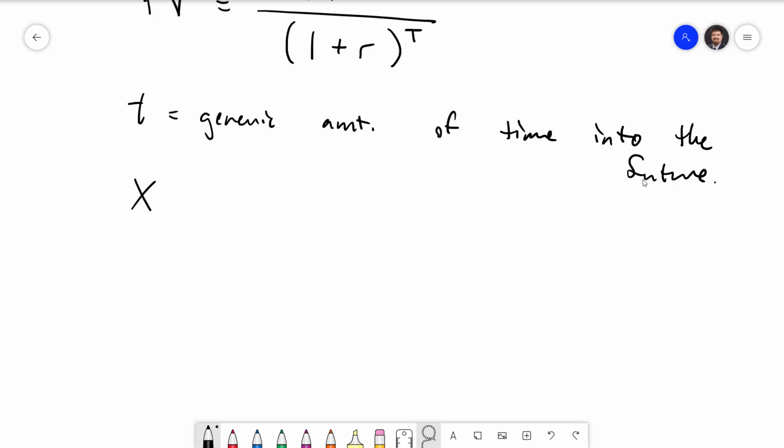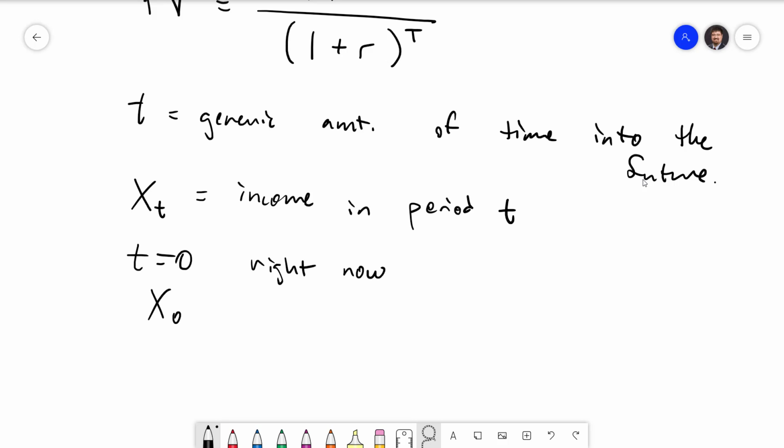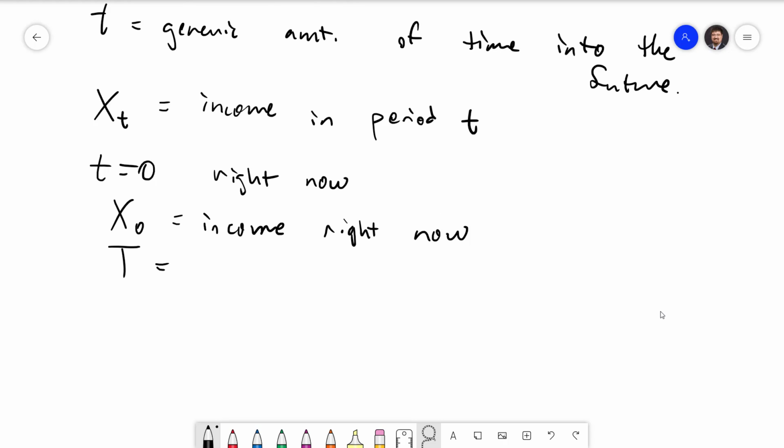And we're going to use x subscript t to denote the income in period t. T equals 1 represents one period into the future. So t equals 0 refers to right now. That means x subscript 0, or sometimes called x naught, is income right now. Suppose we have an income stream that lasts capital T periods.